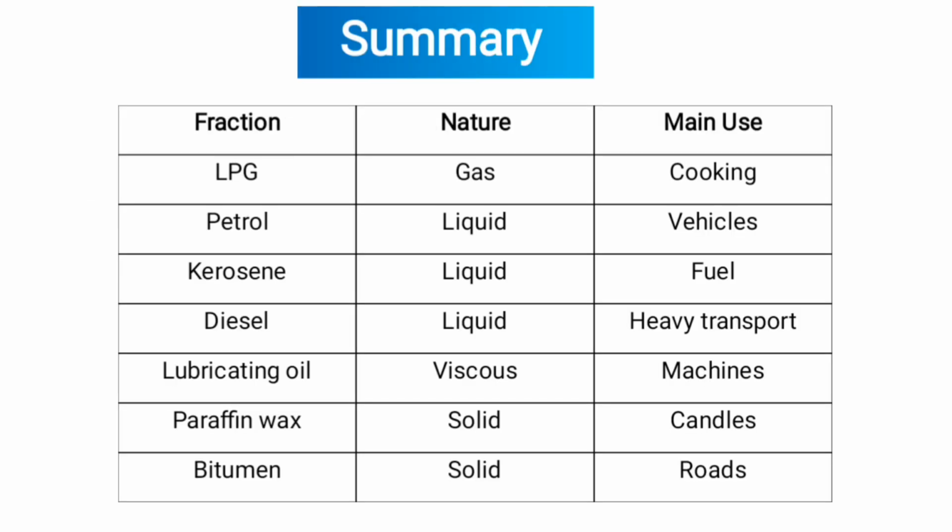Summary of important fractions of petroleum. Fraction: LPG, a gas. Main use: cooking. Petrol is a liquid, used in vehicles. Kerosene is also liquid, used as fuel. Diesel is also liquid and used in highway transport. Lubricating oil is viscous, used in machines. Paraffin wax is solid, used in candles. Bitumen is also solid, used in roads.